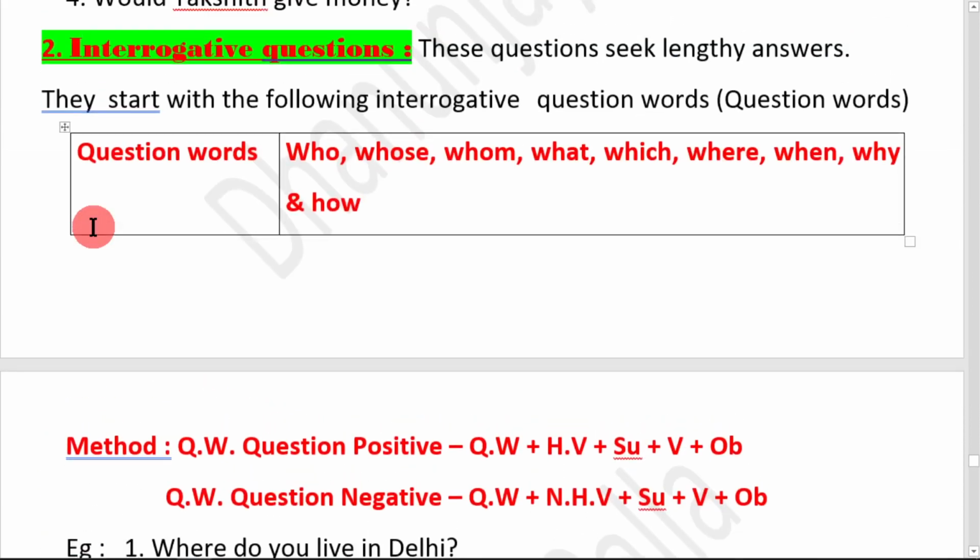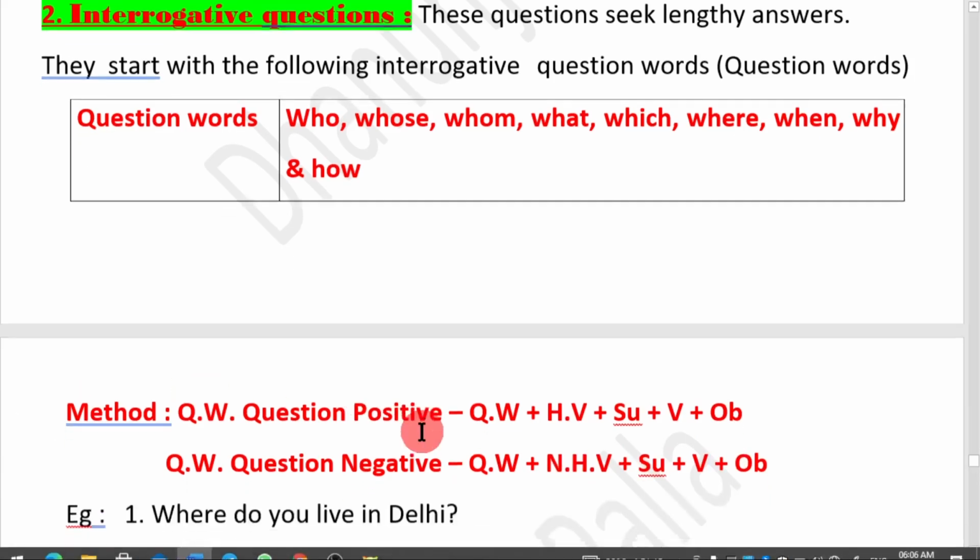Interrogative questions. Positive method is it, and it is the negative method. Okay, we have to call this question word question positive. Generally, in the sentences, we have to call question word question positive. The formula is question word plus helping verb plus subject plus verb plus object. And negative question word question negative method is question word plus negative helping verb plus subject plus verb plus object.